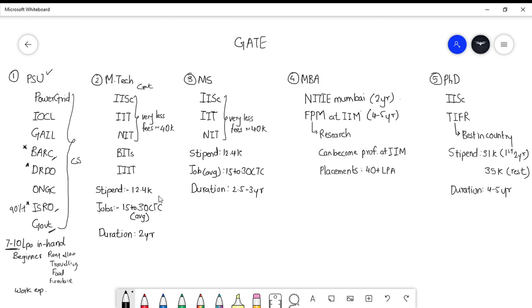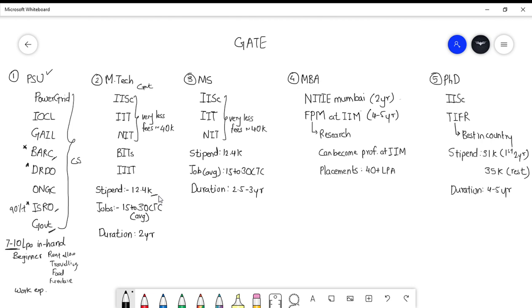Okay, now whatever I'm writing here is with respect to IITs and IISc, which are government colleges. Here you will be receiving a 12.4k stipend per month. So that's a good thing, while you are studying you will be getting this much stipend. The jobs, I am talking about the CS department, can have an average of 15 to 30 CTC. Again, it depends on which IIT or which NIT you are in, so things may vary.